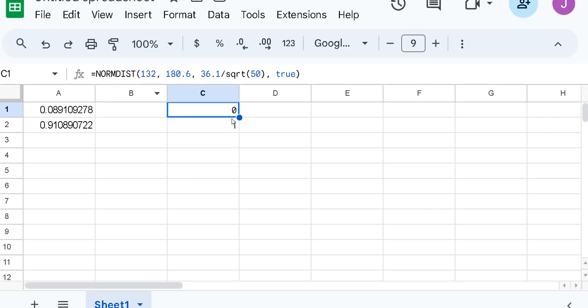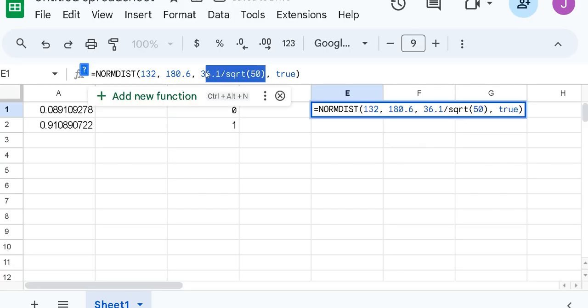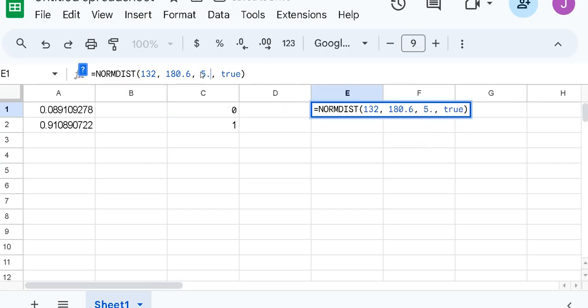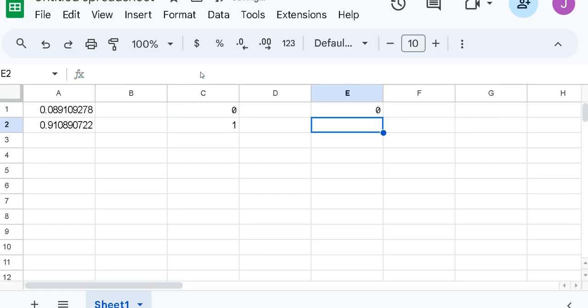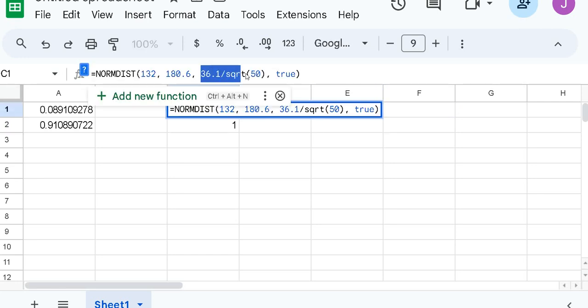So let me copy this cell and I'll type in 5.103, and I still get zero. So I'm getting the same thing either way. It's just a matter of how do you adjust for this part right here, the fact that you've got to divide by the square root. It's up to you, whatever works for you.